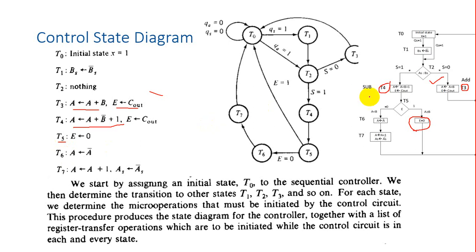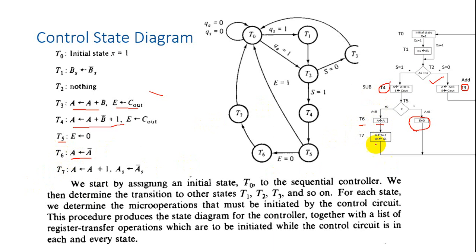Okay. At T6, what you do? From your flowchart, you will do it. At T6, you can find in the flowchart, you take the complement of A. This is the complement of A. This is T6.